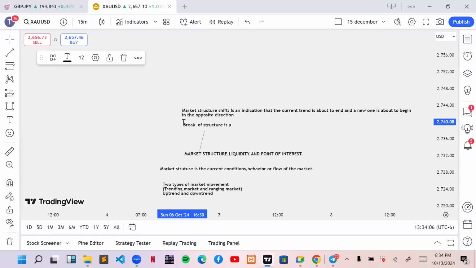Break of structure is a scenario where price breaks a key level, right? For example, a resistance or support level, while still being in its current trend.